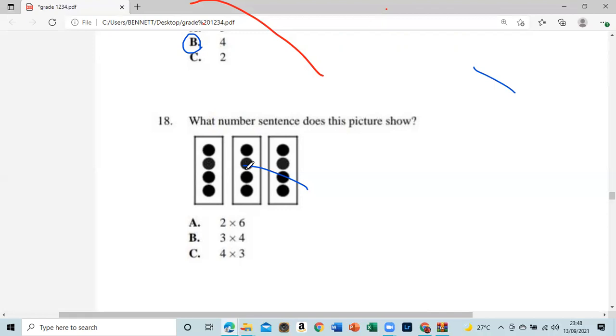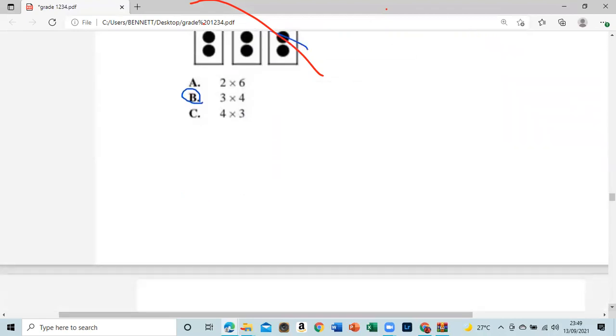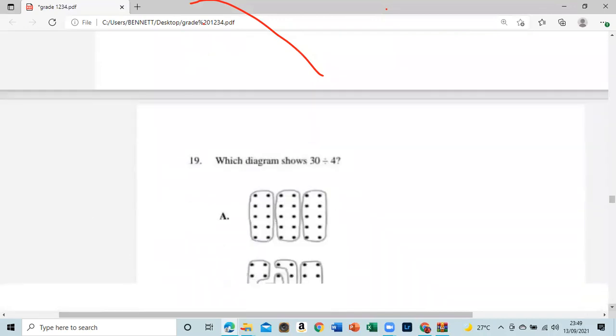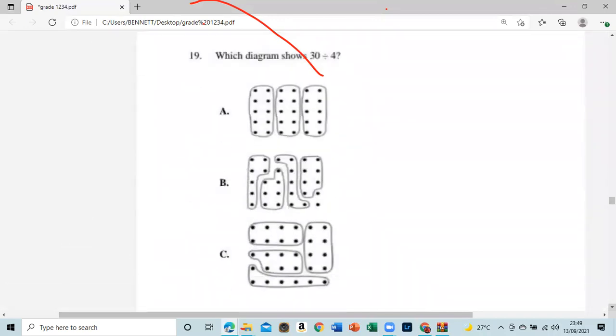I don't know the principle behind this. What number sentence does this picture show? Guys, leave your answer in the comment section. This is my opinion. I'm going to go by the column and say you have 3 columns and 4 lines. But I don't know if this is correct. Somebody shed some light on this for me, because I need to do some research on that. These are very interesting questions. I know it's not 4. Let's stand by that.